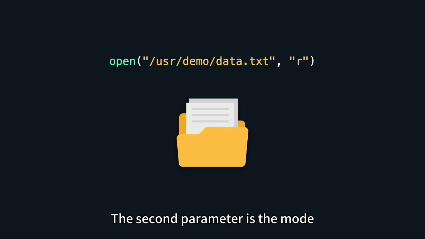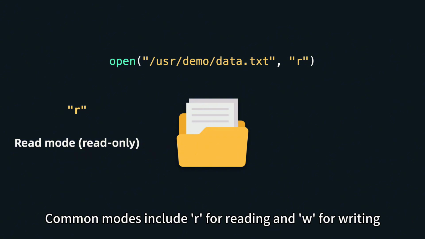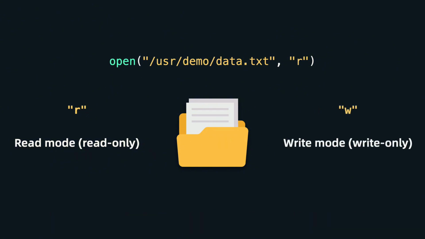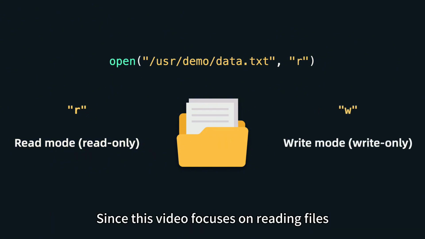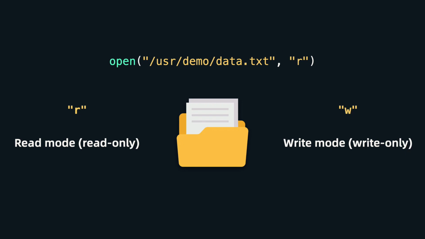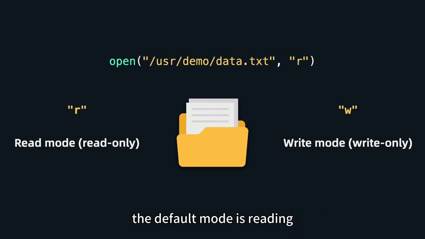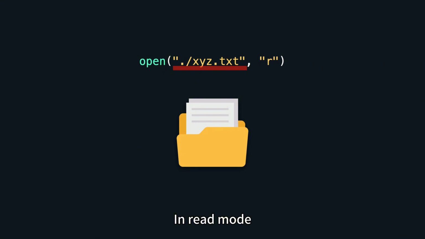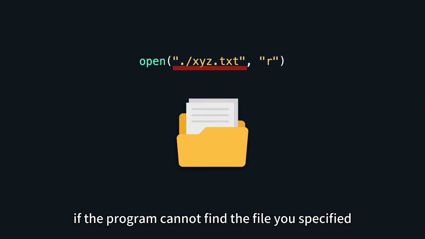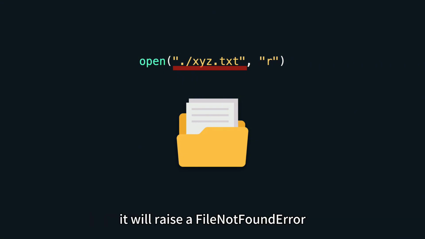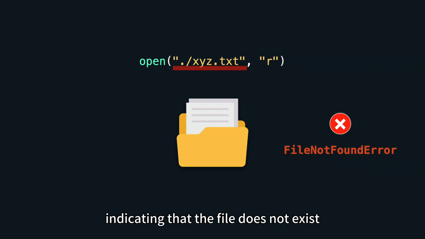The second parameter is the mode, which is a string. Common modes include R for reading and W for writing. Since this video focuses on reading files, we use R. This parameter is optional. If omitted, the default mode is reading. If the program cannot find the file you specified, it will raise a file not found error, indicating that the file does not exist.